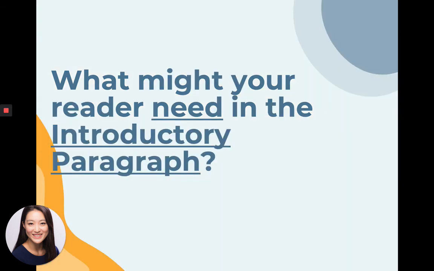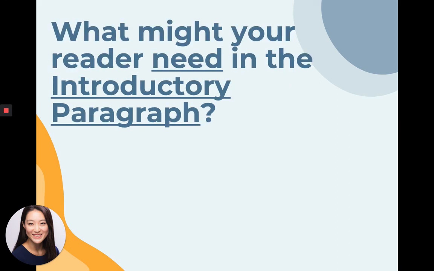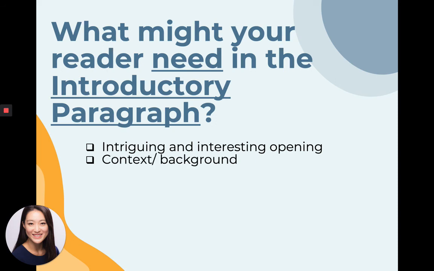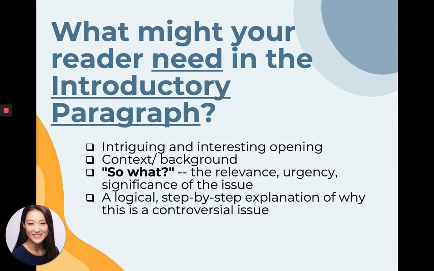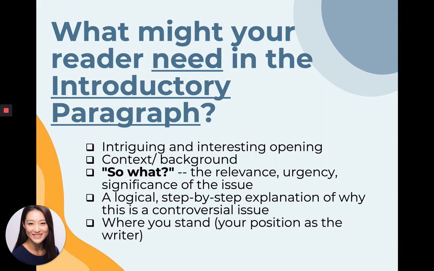As we conclude this video, I want to come back to the question that we asked at the start of the video: what might the reader need in the introductory paragraph? And based on what we learned today in this video, it's clear that the reader needs an interesting and intriguing opening statement, context and background to offer the uninformed reader more information about this issue, significance and urgency of the issue, a logical explanation of why this issue is controversial, and a clear thesis that states the position of the writer.